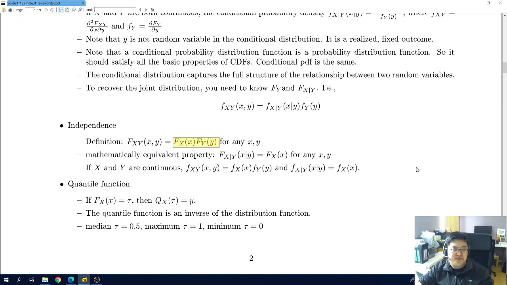They have no relationship. Or alternatively, if you compare this with something like this, then it's easy to understand that the conditional distribution is the same as the marginal distribution. We originally needed to recover the full joint distribution, we needed a marginal and a conditional. But here, by definition, you only need two marginals. That means the conditional distribution equals the marginal distribution. And if x and y are continuous, you can write it this way.